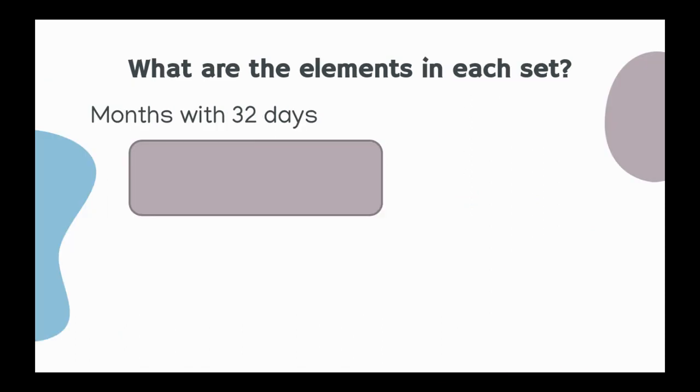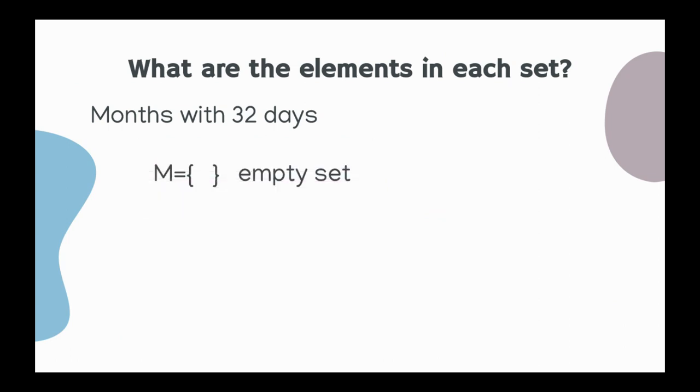Okay, months with 32 days. Think about this for a second. Which months have 32 days? The answer is none of them. This is an empty set. There are no months that have 32 days. They all go up to 31 at the very most, okay?